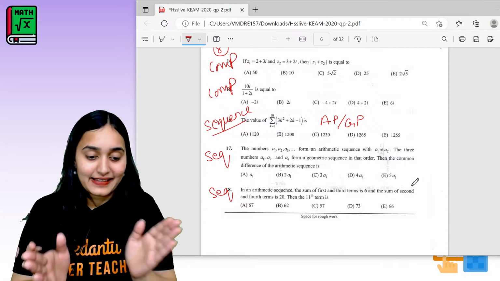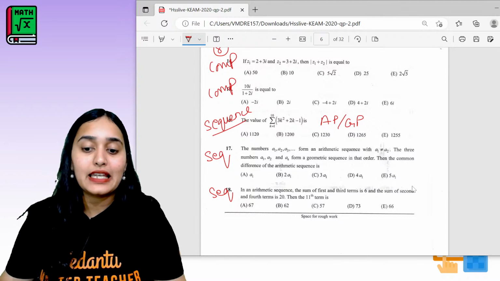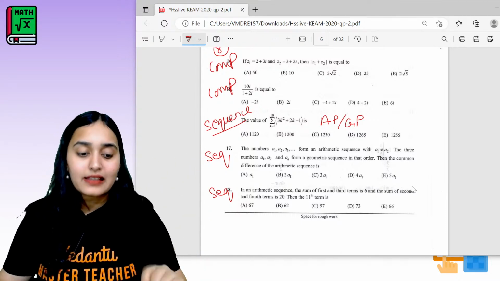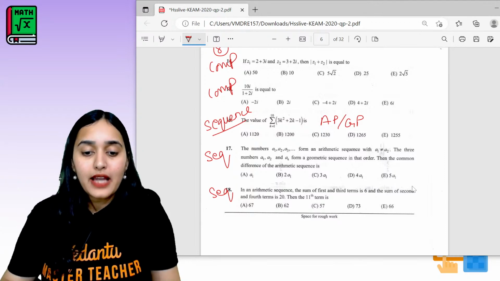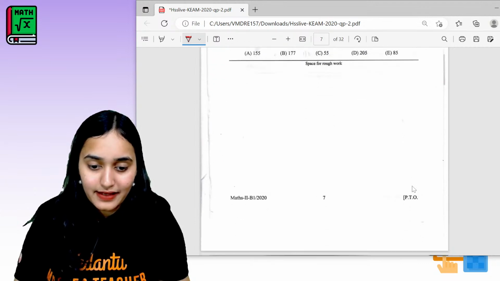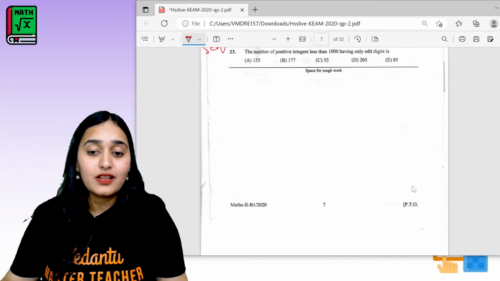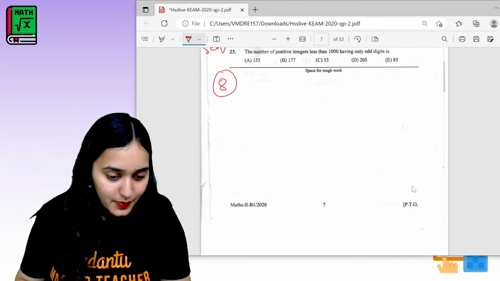Okay, next is sequence and series. Now from sequence and series, AP, GP questions will be asked, and some questions from series are also asked. Let's count how many. 1, 2, 3, 4, 5, 6, 7, 8. 8 questions again. So from sequence and series, 8 questions were asked in this particular paper.